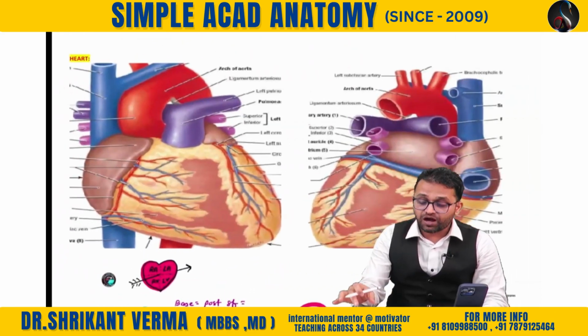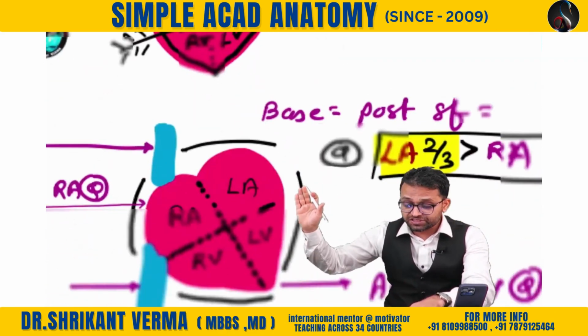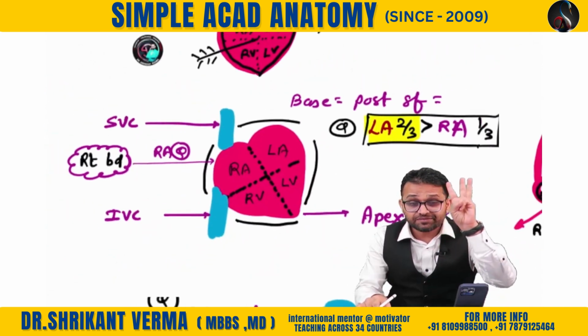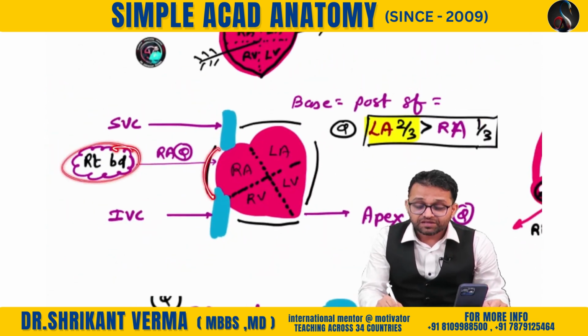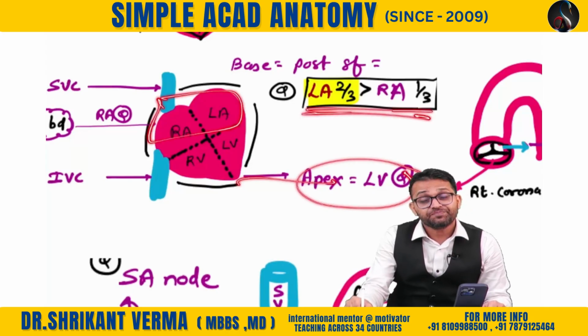Now the heart. We had seen this heart part, 4 chambers, but the heart is not a static structure, it is a tilted structure. So remember 3 MCQs. The right border is formed by the right atrium only. The apex of the heart is formed by the left ventricle only, and the base of the heart is formed by the left atrium as well as the right atrium, mainly by the left atrium.